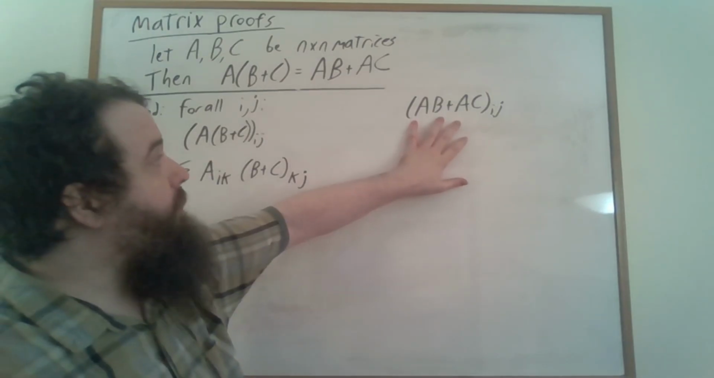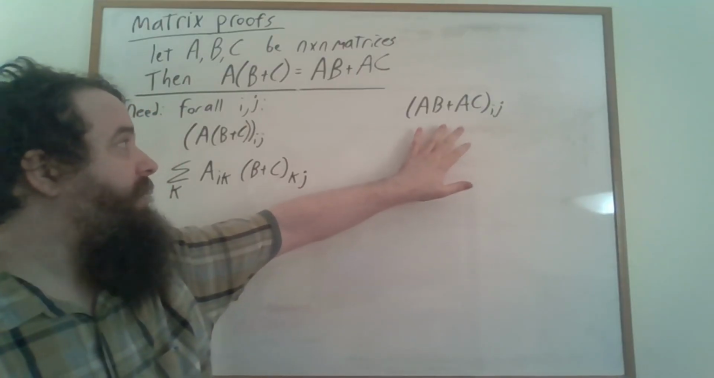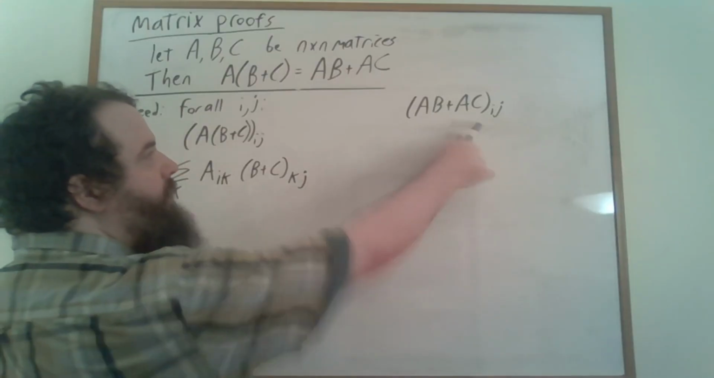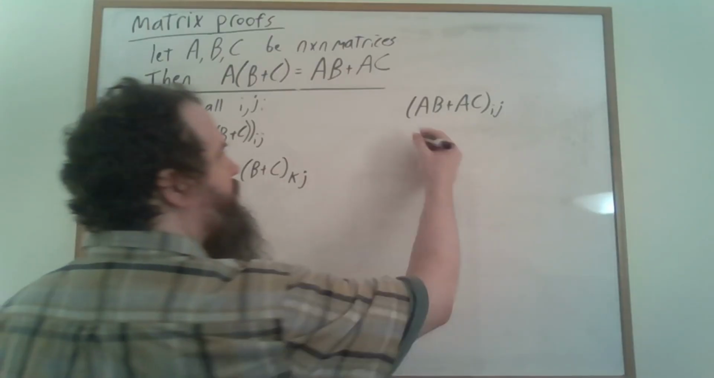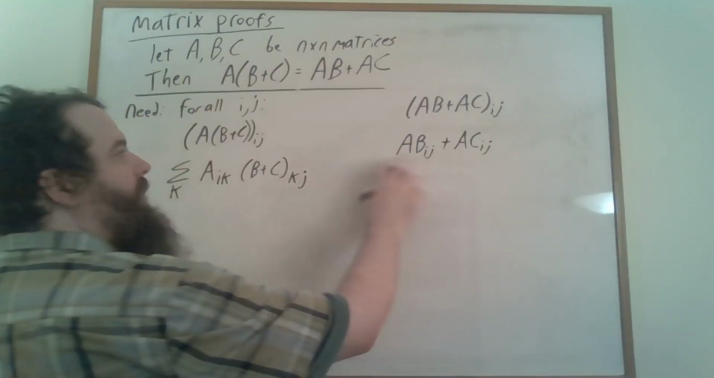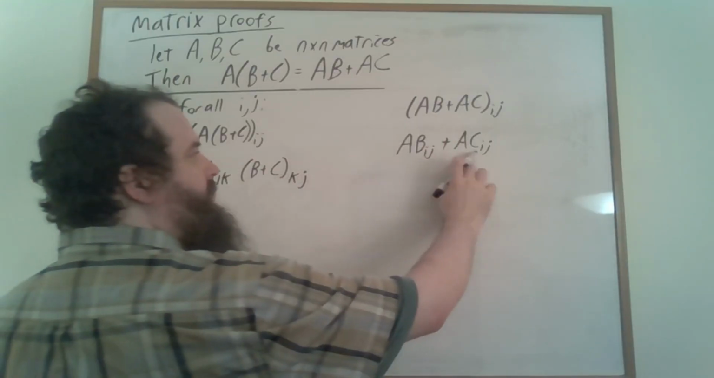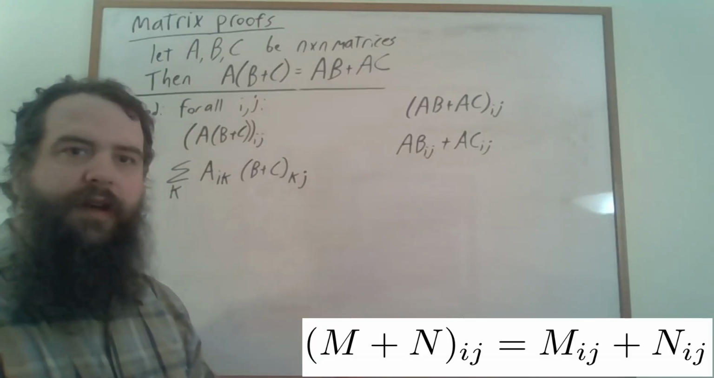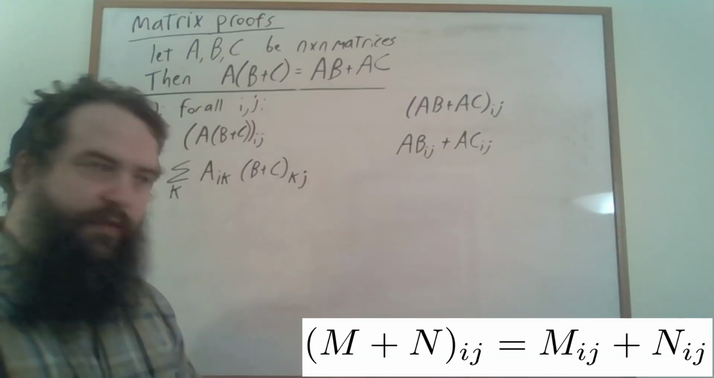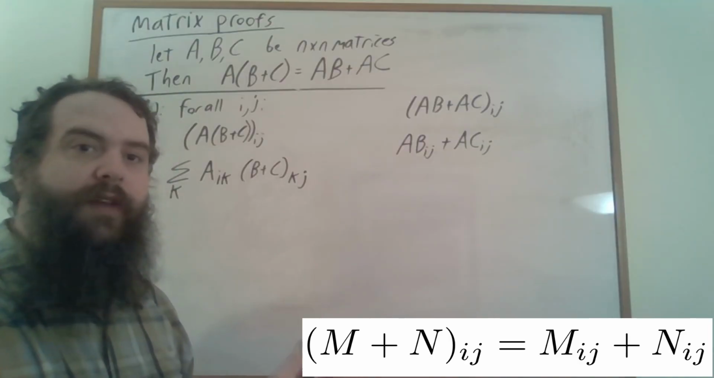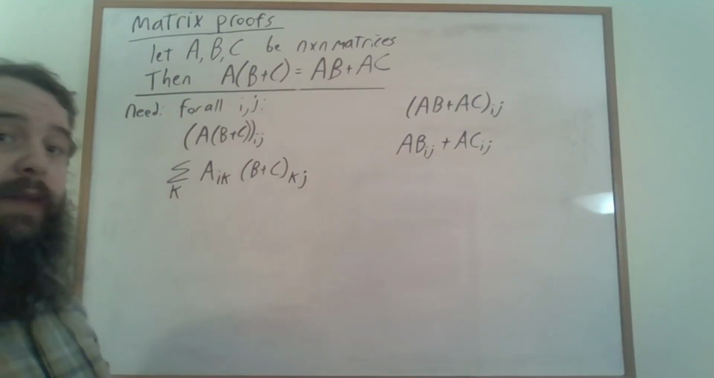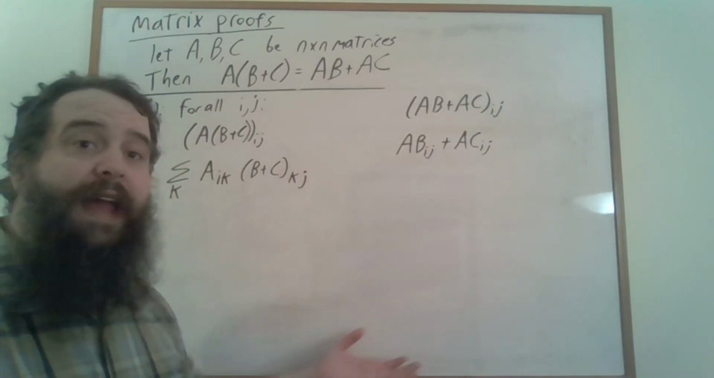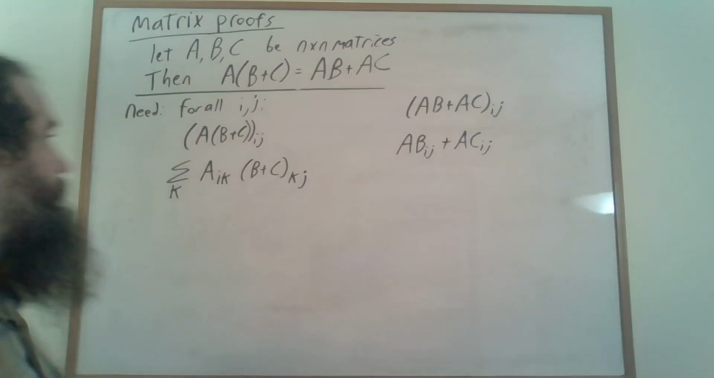Similarly, I'm going to want to unpack this term here using the definition of matrix addition. Right? The ijth element of the sum of two matrices is just the ijth element of the first matrix plus the ijth element of the second matrix. That's the definition of adding two matrices together. We just add corresponding elements of the matrices together. And we keep going, trying to rewrite this side and trying to rewrite this side in hopes that we get the same thing at the end.